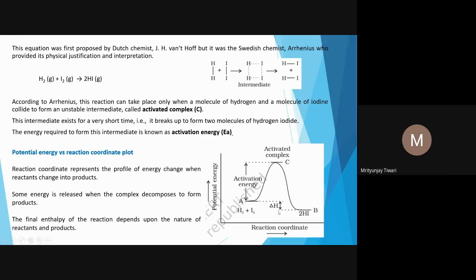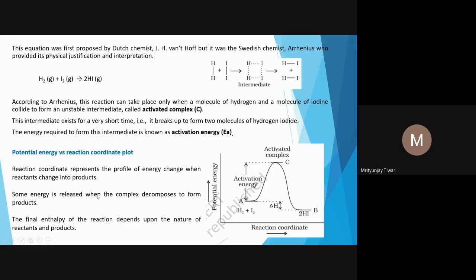So profile of energy: whenever a bond is broken in a certain direction, then only the energy will change along that direction. If certain chemical bonds in the chemical species are not affected, then the energy of that entire molecule will not change because of that, because during the chemical reaction that bond is still intact with the same energy value. So the reaction coordinate represents the profile of energy change when reactants change into the products.